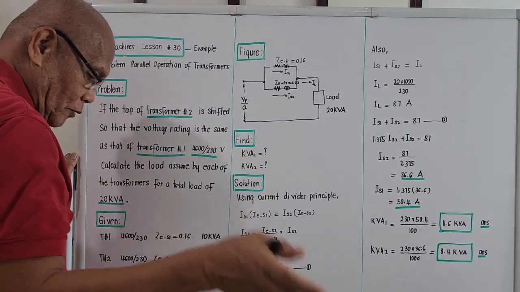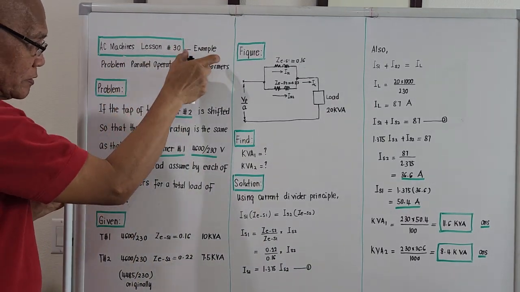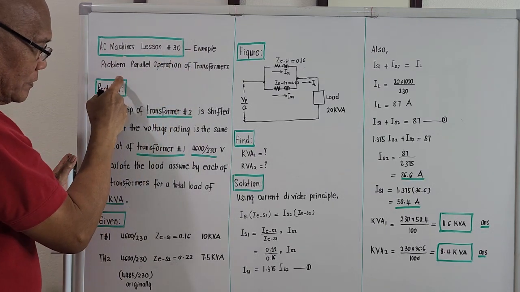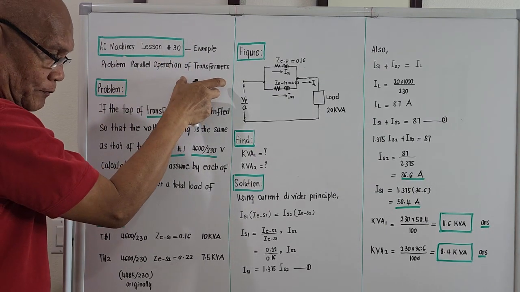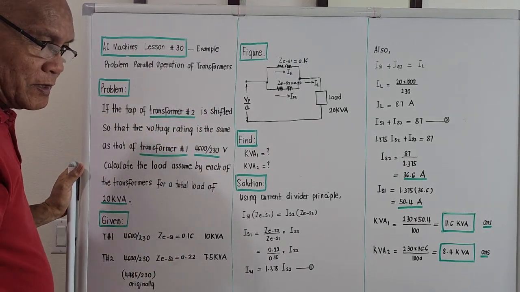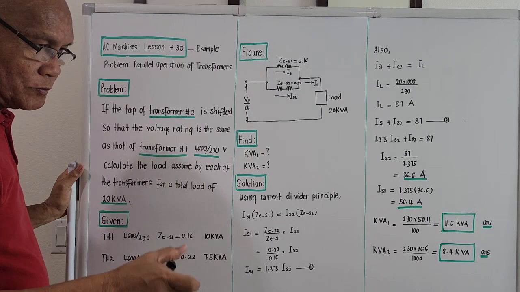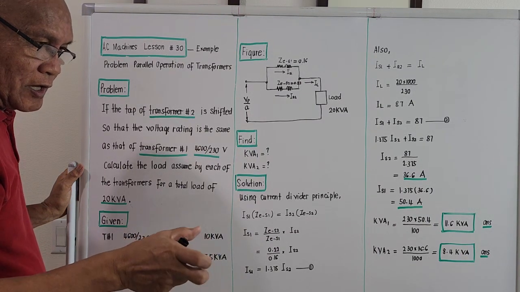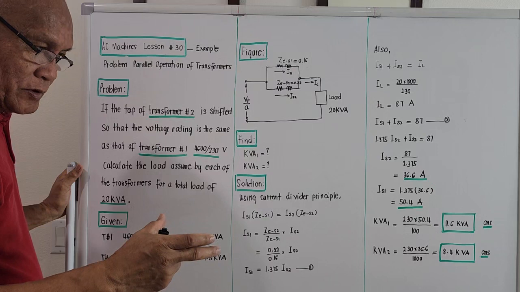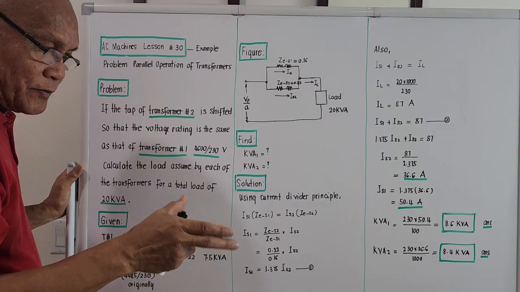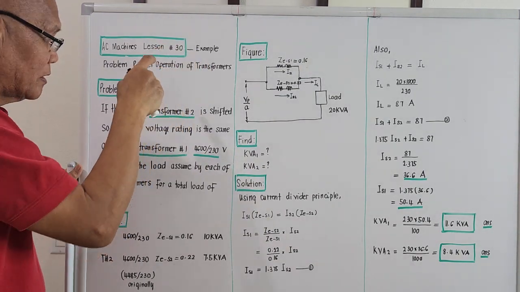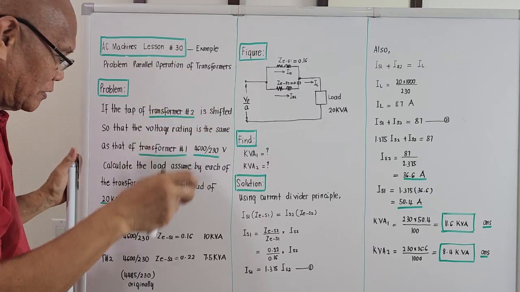The subject matter for this morning will be AC machines, lesson number 30, example. The title of the topic will be example problem on the parallel operation of transformers. I will bring out an example problem on the so-called parallel operation of transformers. This is actually a continuation of the last topic, because the given in this problem emanates from the last example under lesson number 29.